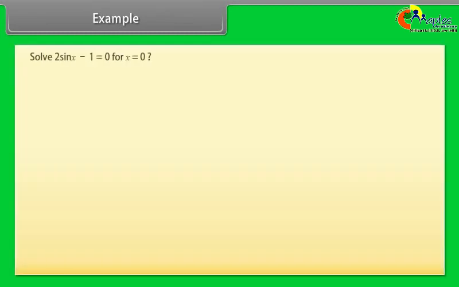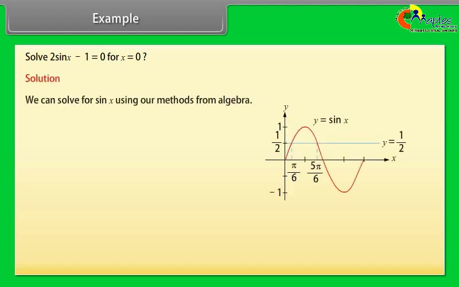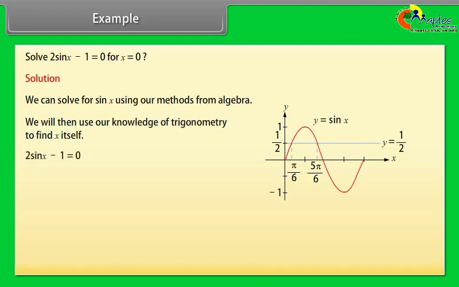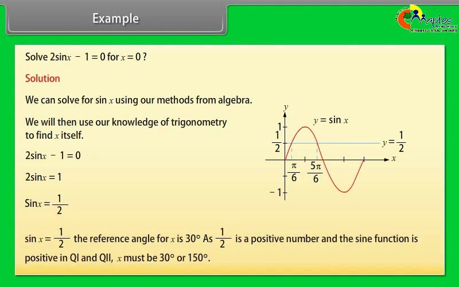Example: solve 2 sin x minus 1 is equal to 0. Solution: we can solve for sin x using our methods from algebra. We will then use our knowledge of trigonometry to find x itself. 2 sin x minus 1 is equal to 0. 2 sin x is equal to 1. Sin x is equal to 1 by 2.